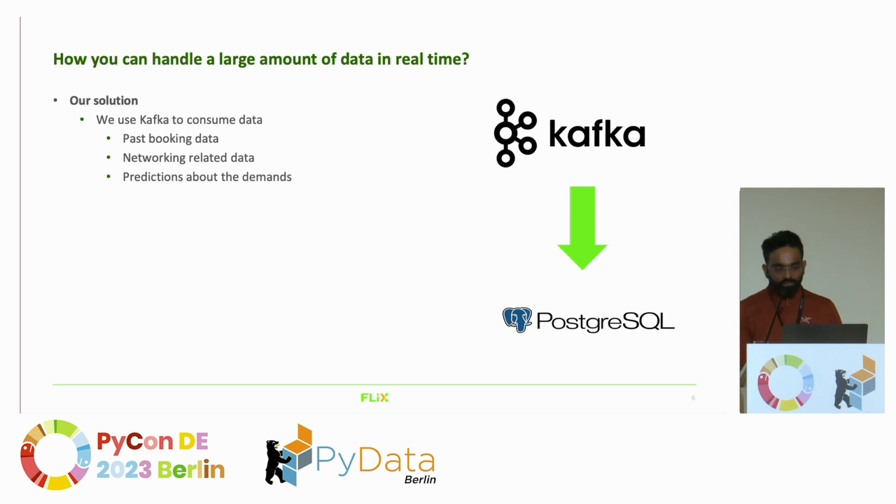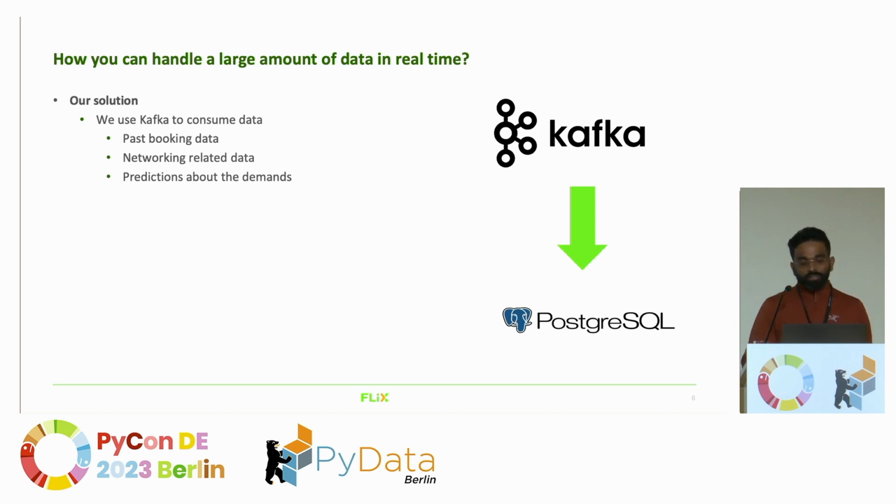So we use Kafka to consume different types of data. It could be, for example, the past booking data. So when users are purchasing tickets, we collect this data, and then we use Kafka to consume it. It could also be network-related data, for example, bus rides, some information about the route it's going through. And it could also be information about the bus, maybe how many seats there are, and so on. And it could also be data coming from different teams, from machine learning models. And this data can be really, really huge.